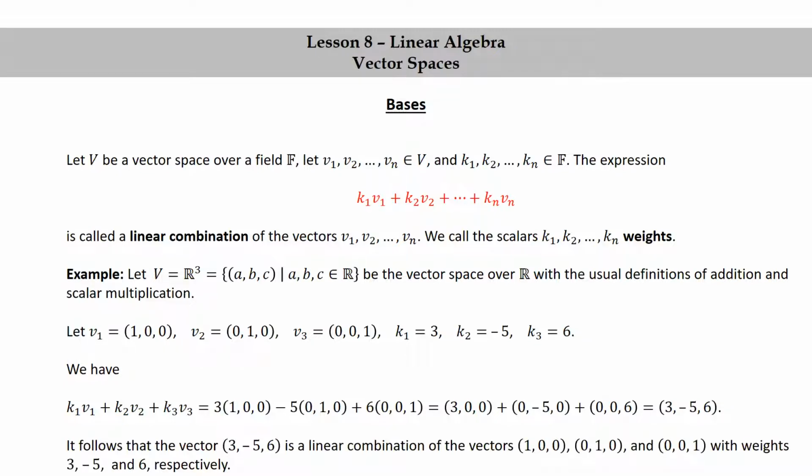It follows that the vector 3, -5, 6 is a linear combination of the vectors 1, 0, 0, 0, 1, 0, and 0, 0, 1, with weights 3, -5, and 6, respectively.